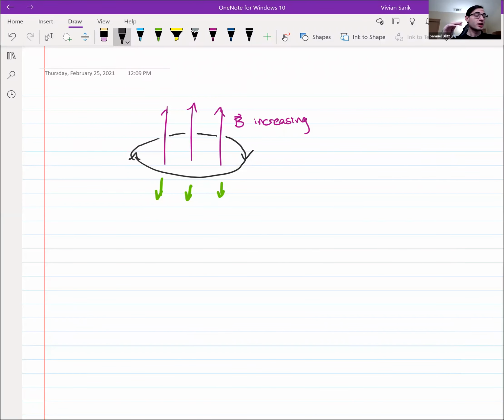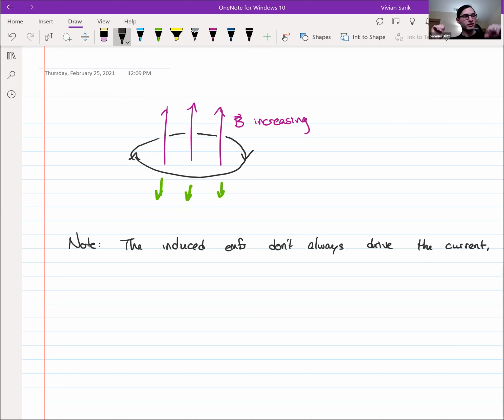Just as a quick aside, the induced EMF doesn't always have to be the sole driver of the current, right? So let me write this down because this is important. The induced EMF doesn't always drive the current. And in fact, the induced EMF can be opposite the direction of the current flow. And so the induced EMF can actually reduce the current flow in some circuit. But it's still true that the induced EMF tries to counter the change in flux.